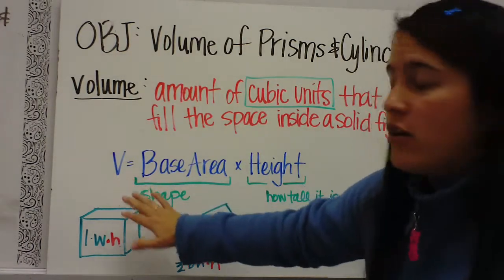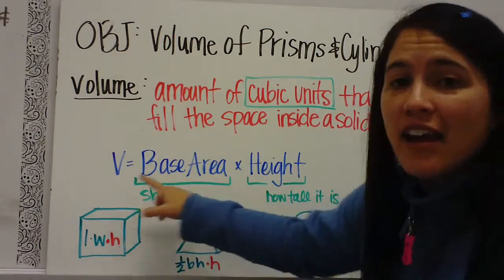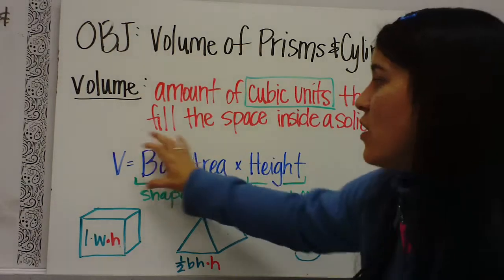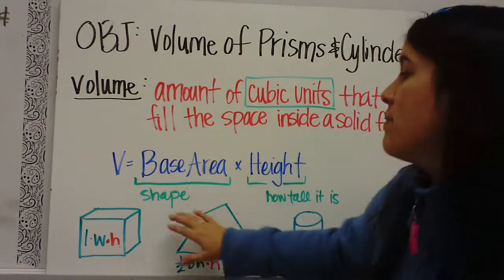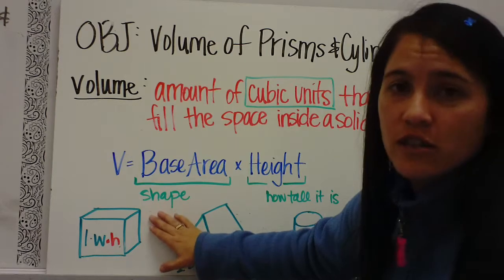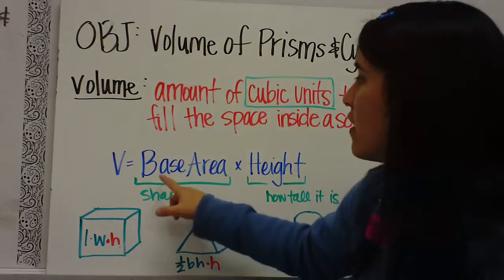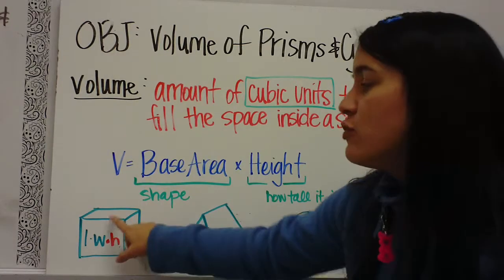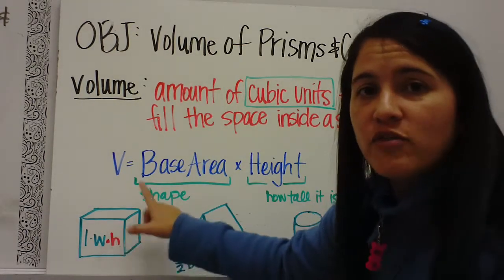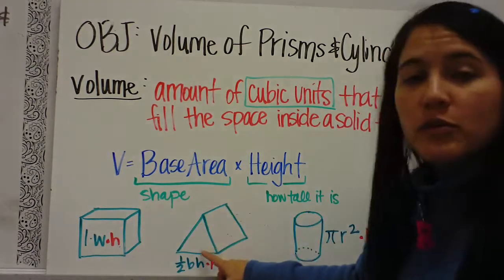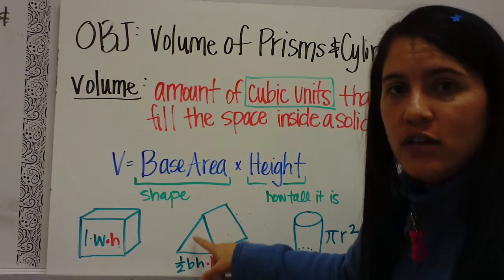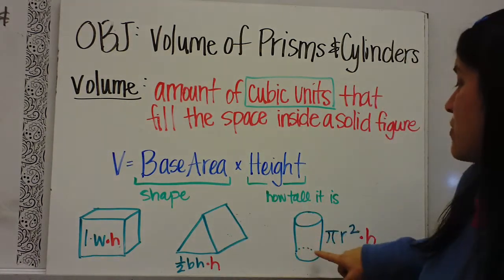So here's your formula for volume. It's the base area times the height. When I say base area, I'm talking about whatever shape you're dealing with, that base. So that's why we practiced area. If you're dealing with a rectangular prism, then you're going to have a rectangle. If you have a triangular prism, your base is going to be a triangle. And if you have a cylinder, your base is going to be a circle.